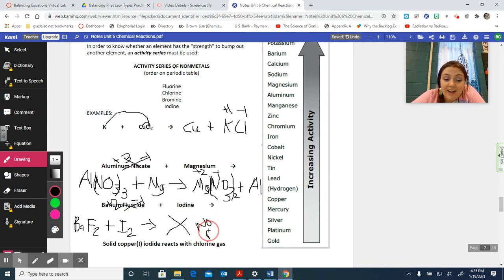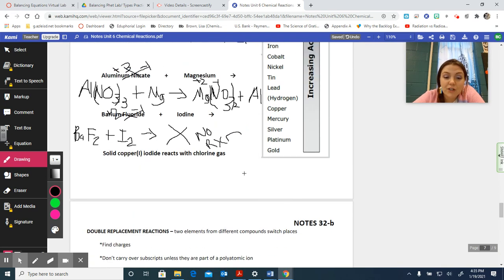I don't want to write out the word reaction with this weird draw tool. So I'm just going to put RX in for reaction. You can always shorten it like that. So that's no reaction. Okay, last question. Try to complicate it just a little bit more. Now you have a sentence instead of it telling you nicely this compound plus this single element arrow. So now you have to read it with words.